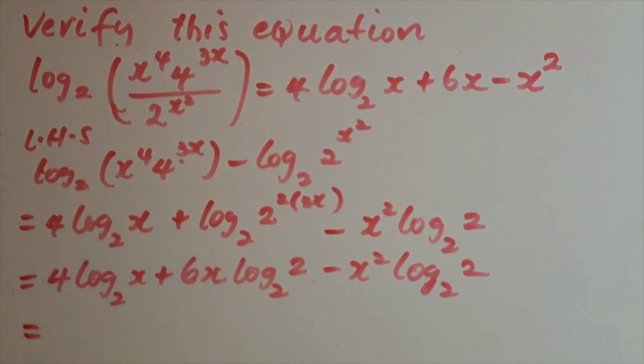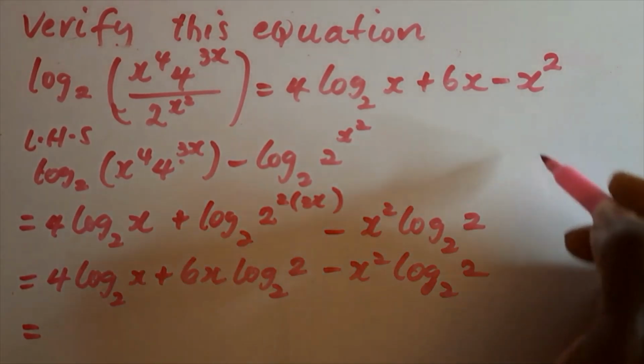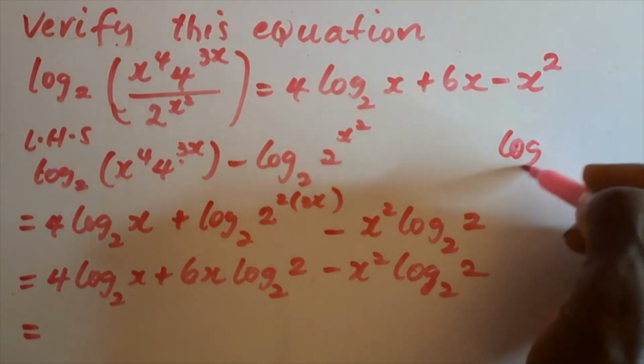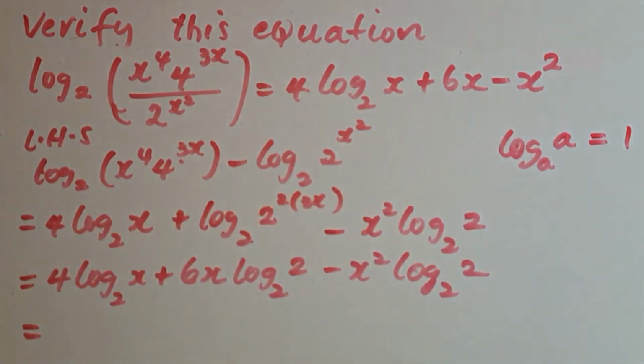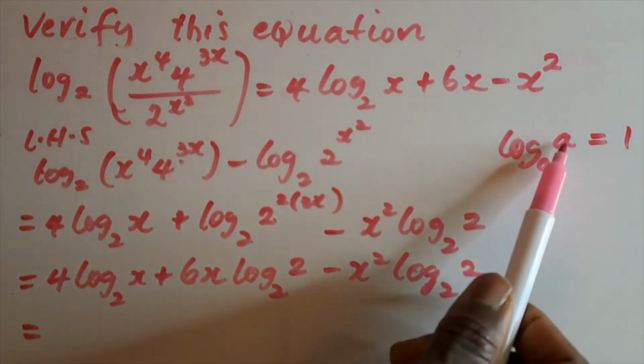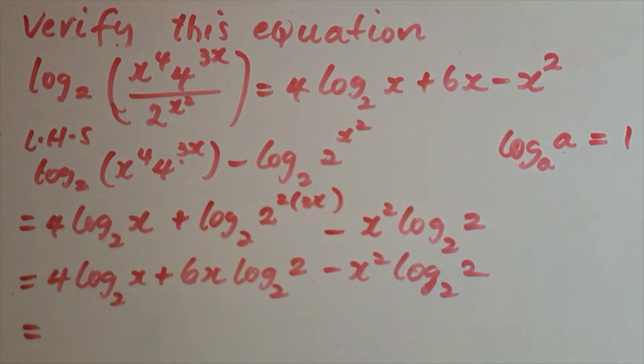Now by property C, which states that log to the base a of a is equal to 1. So once the base and this are the same, then our answer is 1.